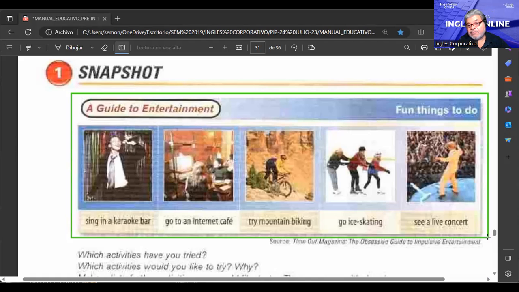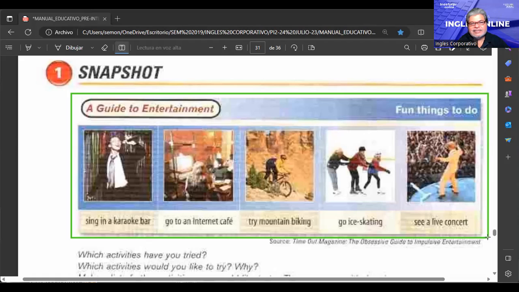Okay. And have you ever seen a live concert? Yeah. Oh, really? Yes, 2 years ago. Who did you see in a concert? I saw Ricardo Arjona. Okay. Daddy Yankee. Oh. I got to see Scorpions. Oh, great. I like it so much. Love it.